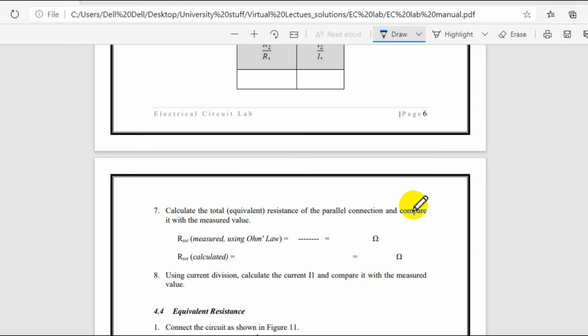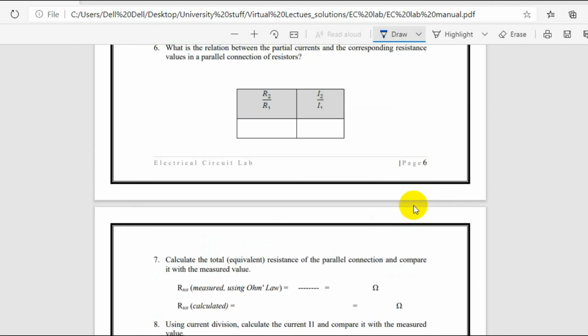Just complete the report and submit it to me before the deadline.